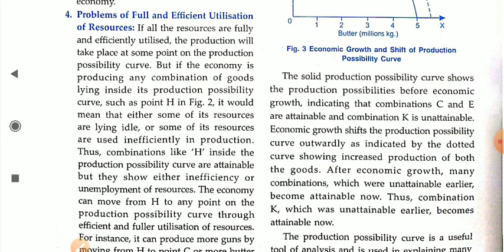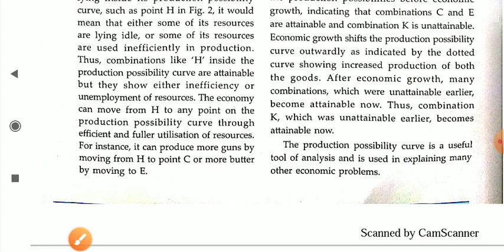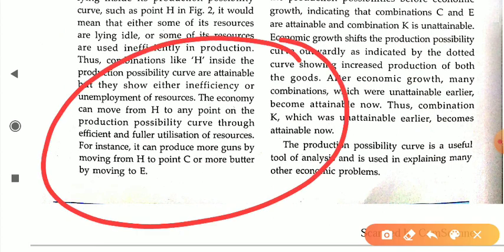Okay, dear students, so combinations like H inside the production possibility curve are attainable, but they show either inefficiency or unemployment of resources. So the economy can move from point H to any point on the production possibility curve through efficient and fuller utilization of resources.